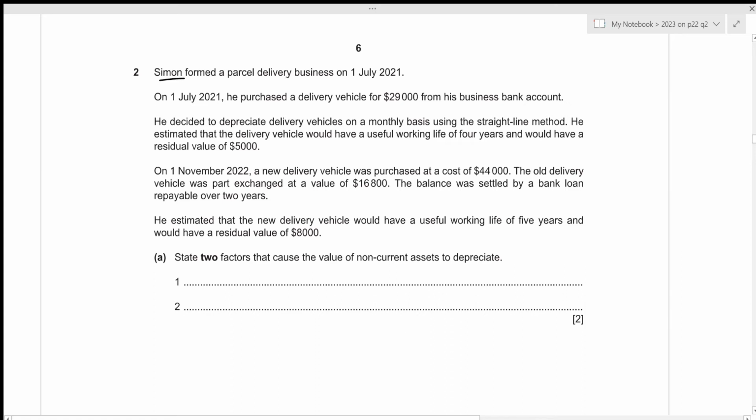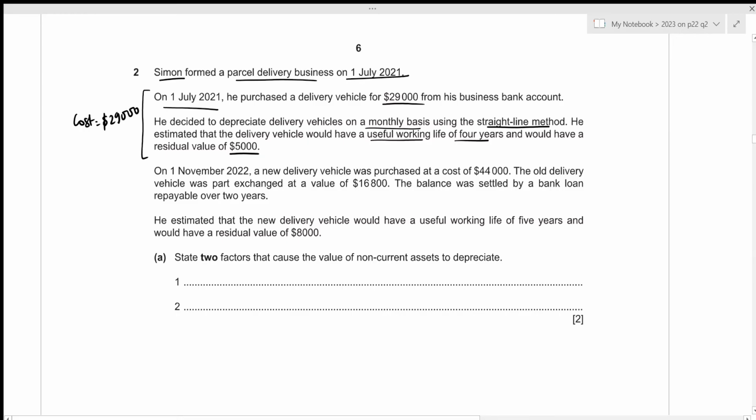Simon formed a parcel delivery business on 1st July 2021. On 1st July 2021, he purchased a delivery vehicle for $29,000 from his business bank account. He then decided to depreciate delivery vehicles on a monthly basis using the straight line method. He estimated that the delivery vehicle would have a useful working life of 4 years and would have a residual value of $5,000. Okay, this is for the delivery vehicle with cost $29,000.